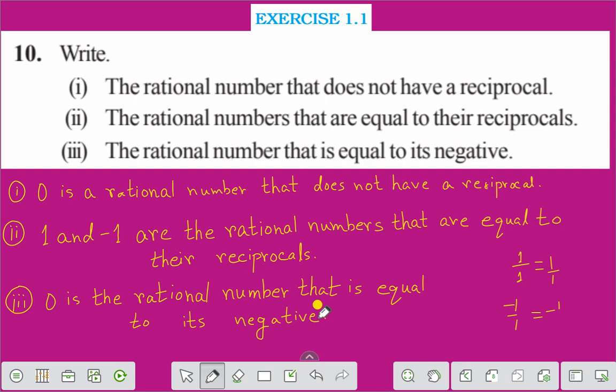Again, repeating the question, write the rational number that does not have a reciprocal. 0 is a rational number that does not have a reciprocal because we cannot write 1 by 0 and 1 by 0 is not defined. The rational numbers that are equal to their reciprocals: 1 and minus 1 are the rational numbers that are equal to their reciprocals, right? And number 3, the rational number that is equal to its negative: 0 is the rational number that is equal to its negative.